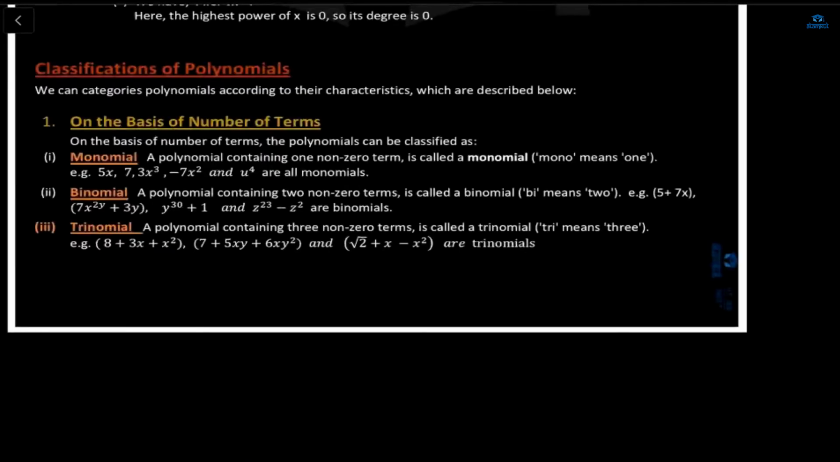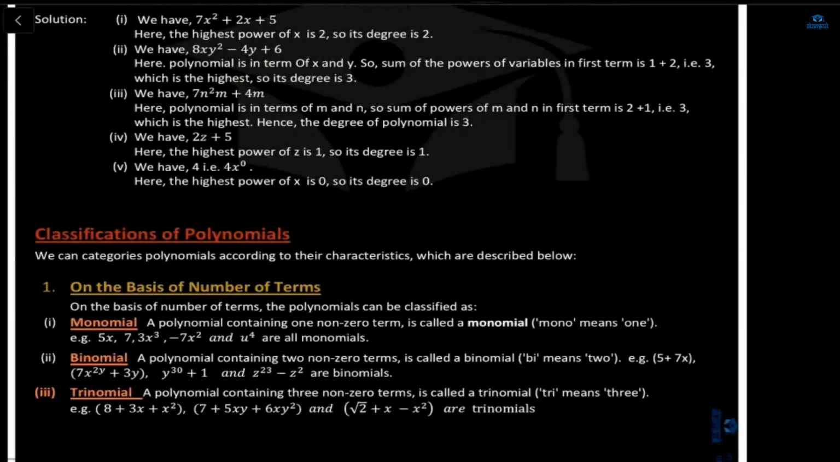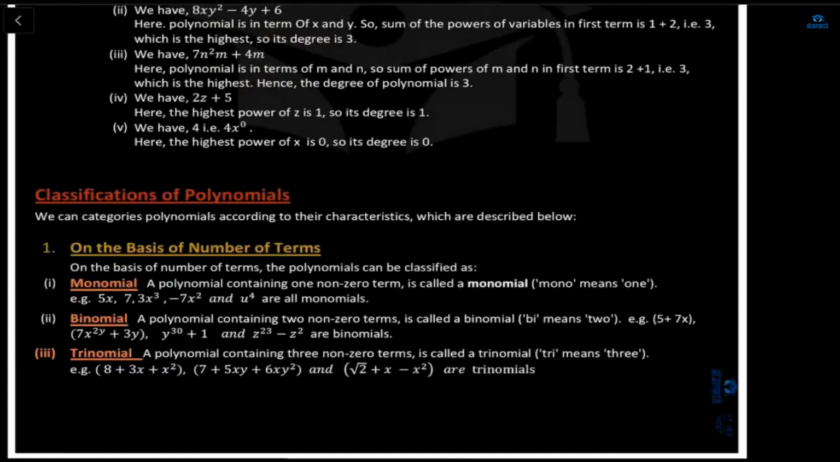Now, since everybody understood the degree of the polynomial, let's move on to the classification of polynomials. Polynomials are classified on the basis of two things: the number of terms and the degree of the variable. On the basis of the number of terms, we have three types: monomial, binomial, trinomial.